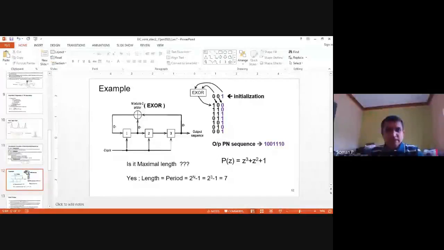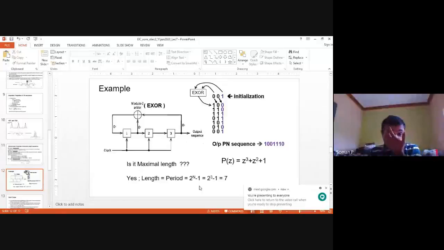And is it a maximal length? Yes. Why? Because its length is 2 raised to n minus 1, where n is the number of flip-flops here. So 2 raised to 3 minus 1 is 7, and the length is 7. After that, it repeats. So how to see whether it is maximal length or not? You should get the same initialized vector, that is, the flip-flop outputs, only after 2 raised to n minus 1 clock cycles, and then it is maximal length.